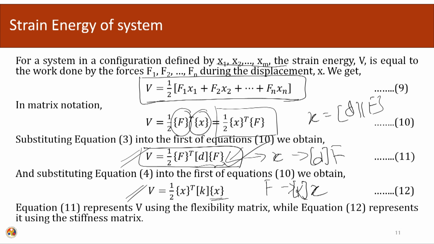In one of the cases, this is all made up of force terms, and in the other case, this is made up of the displacement terms. So, equation 11 is representing the quantity V, the strain energy, using the flexibility matrix, that is D, while equation 12 is representing the same quantity using the stiffness matrix. So, both ways we can write down the strain energy.